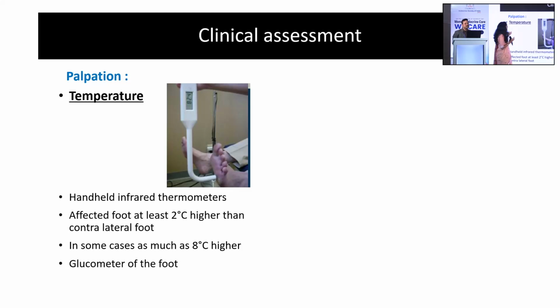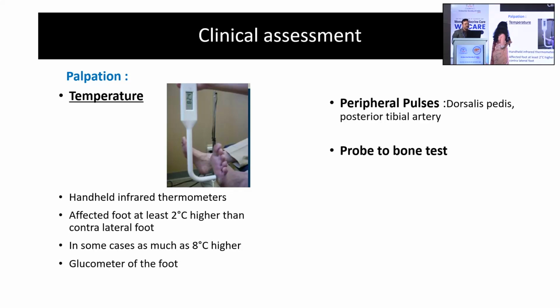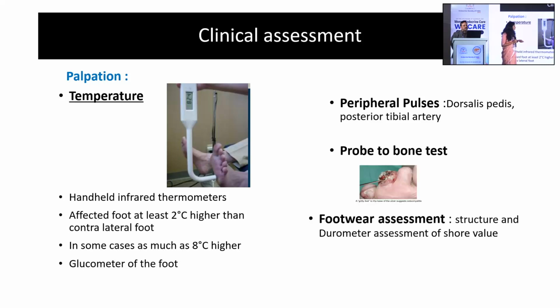You have infrared thermometers which can easily pick up these signs, and an increase of more than 2 degrees Celsius compared to the other foot is indicative of an active process going on. Peripheral pulses are very, very good examinations. If they're nice and bounding, you have ruled out, not completely, but you would have ruled out a significant peripheral vascular disease. Some ulcers you might have to do a probe test to know the extent.